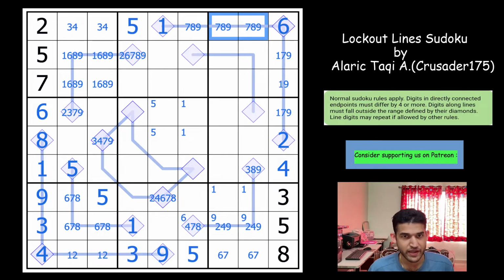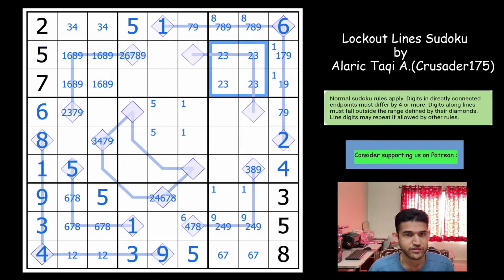So this will be 8. This is 1789 quad, right? And which means a 1 must go here. So that's not a 1. And 8 is eliminated here. So this will be 2, 3, 4, and 5. And that gives some more digits here. This is not a 5. And that gives a 5 in here.